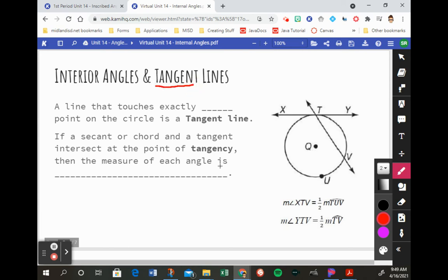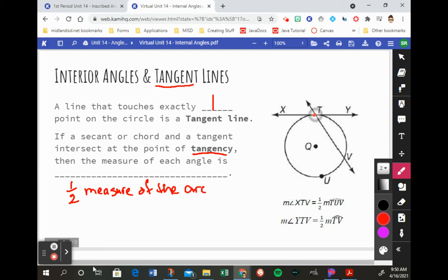A tangent line touches in exactly 1 point on the circle. It's called a tangent line. If a secant or a chord and a tangent intersect at the point of tangency, what do you think a point of tangency is? That's where they intersect. That's where the tangent line touches the circle. Then the measure of each angle is 1/2 the measure of the arc.